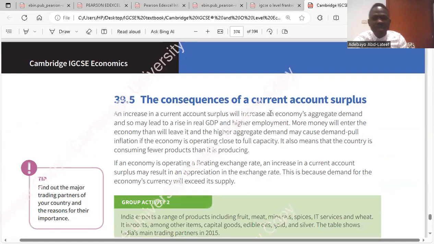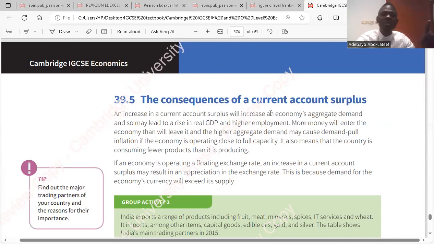The consequences of current account surplus. So if these things are happening, what are the consequences? An increase in the current account surplus will increase an economy's aggregate demand, and so may lead to a rise in real GDP and higher employment. More money will enter the economy than will leave it, and higher aggregate demand may cause demand-pull inflation.